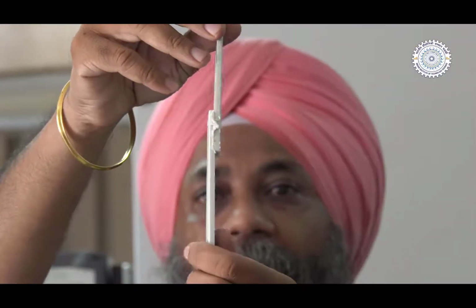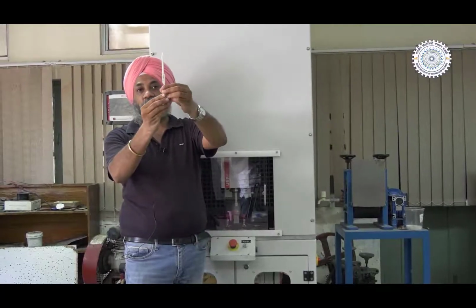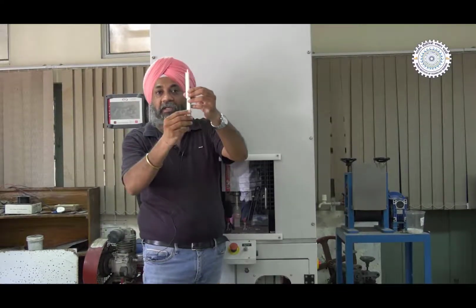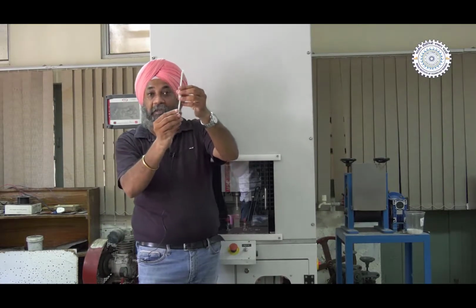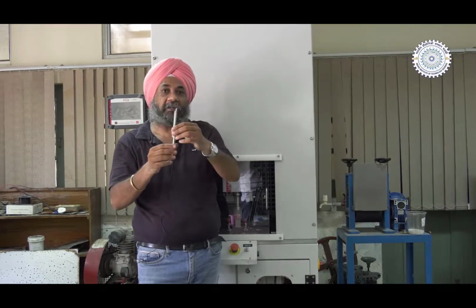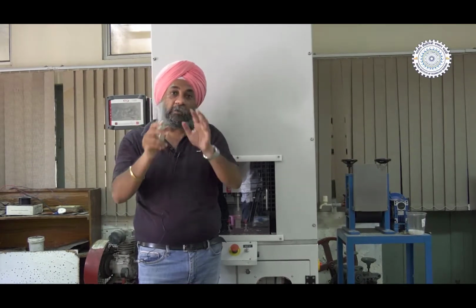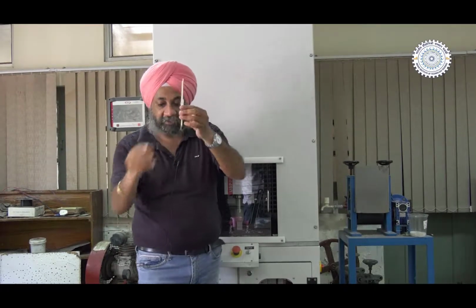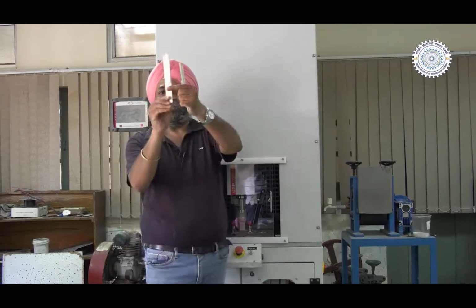So we can optimize the set of parameters that we see here, because here the flash is more. We can control the time, we can control the pressure, we can control the amplitude. So we can control different parameters and try to find out the optimal combination of time, pressure and amplitude to form a good quality joint. So this is the good quality joint that we see here.